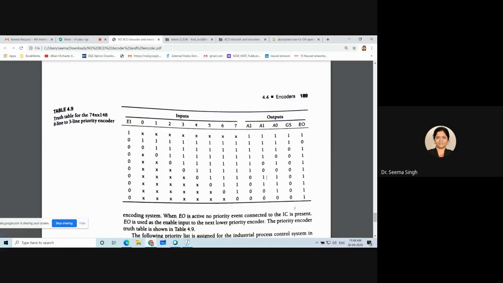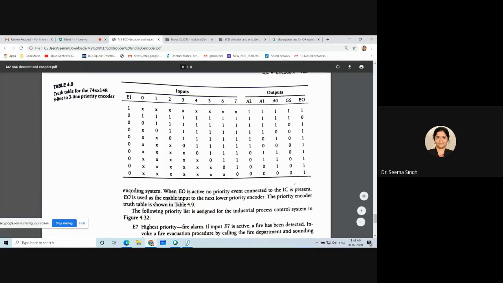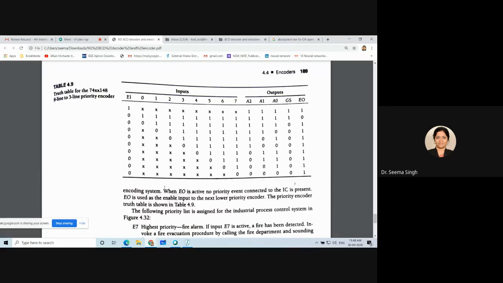Now, what we understand with this enable output is written here itself. When EO is active, no priority event connected to the IC is present. EO is used as the enable input to the next low priority encoder. The priority encoder truth table is shown. So again, EI and EO. EI is the general enable input, which you have seen in your previous ICs also. But EO is something which is new to you, so you should understand it carefully.